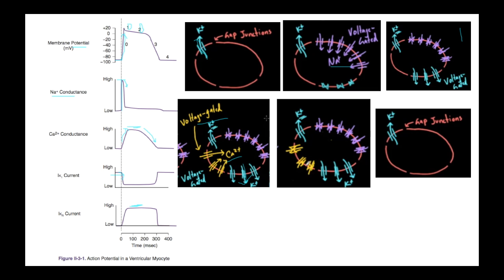These channels start closing. The potassium is still going for a little bit longer, which allows for phase 3 repolarization. And these channels eventually close, leaving our regular potassium channels to keep doing their thing, unopposed by anything else at phase 4.